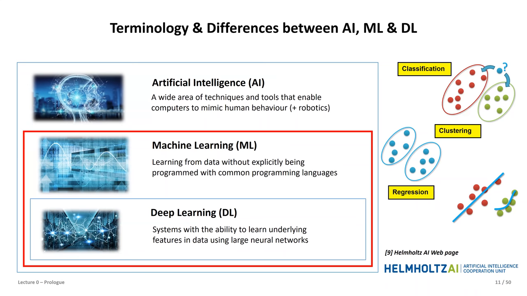Another area which is really related to this is big data, and I want to make the next part of this lecture about why that is related, and to really understand why we tackle all of this in one course. The first thing you have to understand is that AI is really something very huge. Artificial intelligence includes robotics and all sorts of things to mimic human behavior.